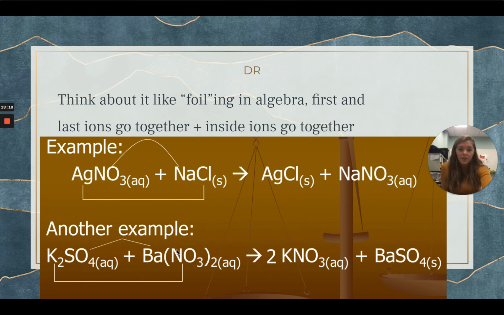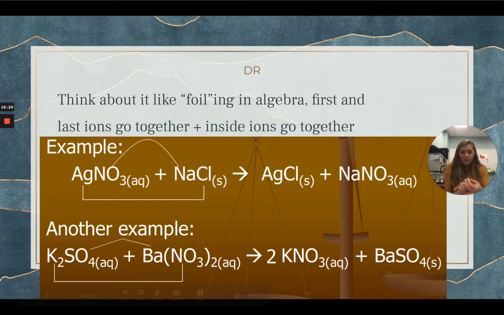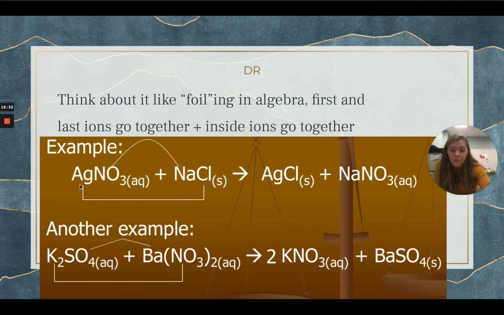So, for instance, you're going to think about it like foiling in algebra. So the first and last ions go together and the insides go together. So as you can see here, we have AgNO3, so silver nitrate, and sodium chloride. We have Ag, which is our positive, and Na is our positive, NO3 is our negative, and chlorine's our negative. So if we have this positive Ag here, it's going to combine with our negative chlorine. This positive sodium here is going to go with our negative nitrate. The major thing to make sure you're paying attention to when you're doing this is you're not going to write NO3Na. Because remember that cation, that positive ion, always gets listed first.